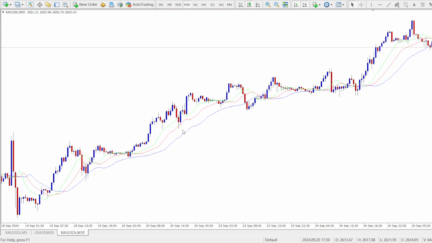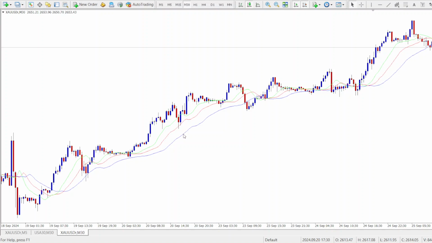As we can see on the chart, the blue moving average is usually called the jaw, the red moving average is called the teeth, and the green moving average is called the lips. Meanwhile, the jaw is the longest moving average, and it typically is a 13 period SMA.